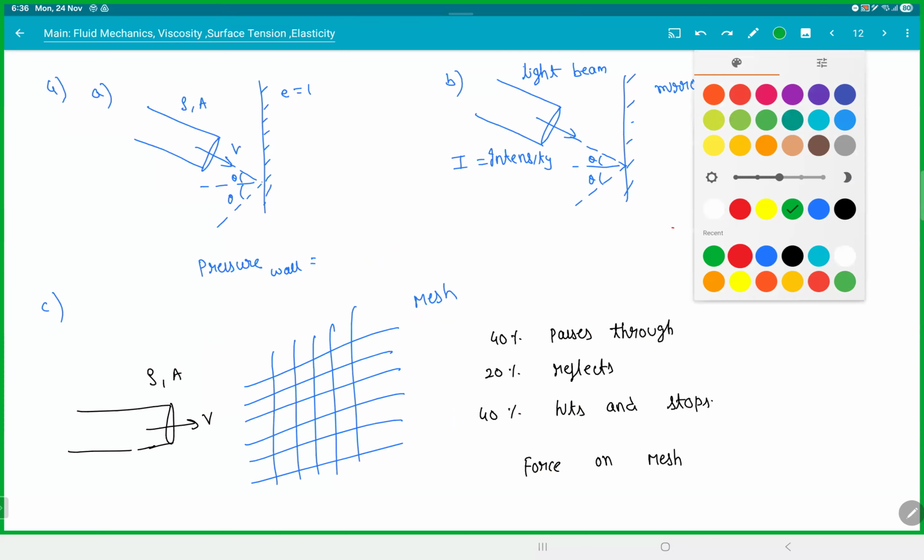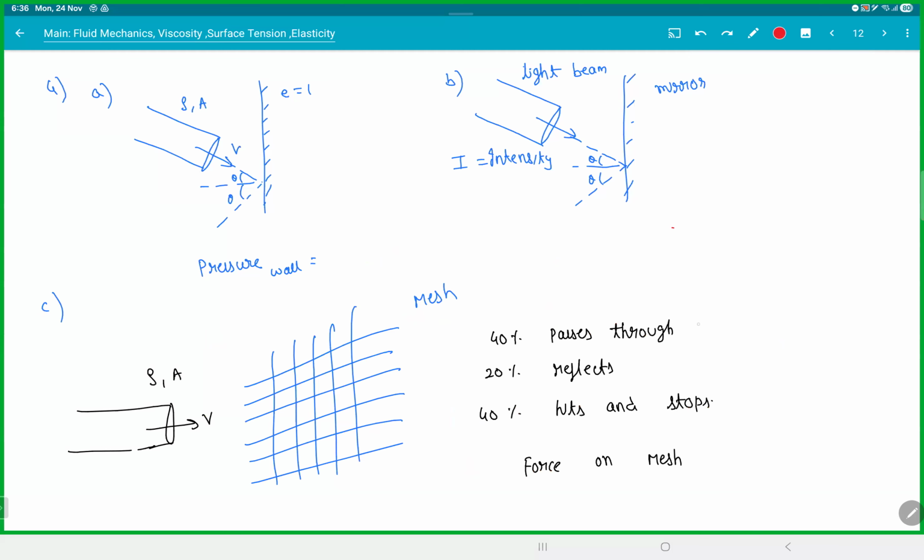Now coming back to this question, what is the answer? If it passes through, then the force will be 0. If 20% reflects, you can assume it's a 0.2 thing, so 2 rho A V square into 0.2. 40% hits and stops, so rho A V square into 0.4. Clear? Add them up and you will get the answer: 0.4 plus 0.4, that's 0.8 rho A V square. So you can just treat it as a water jet where 0.2 times is reflecting off a wall, 0.4 is passing through, and 0.4 is hitting and stopping.